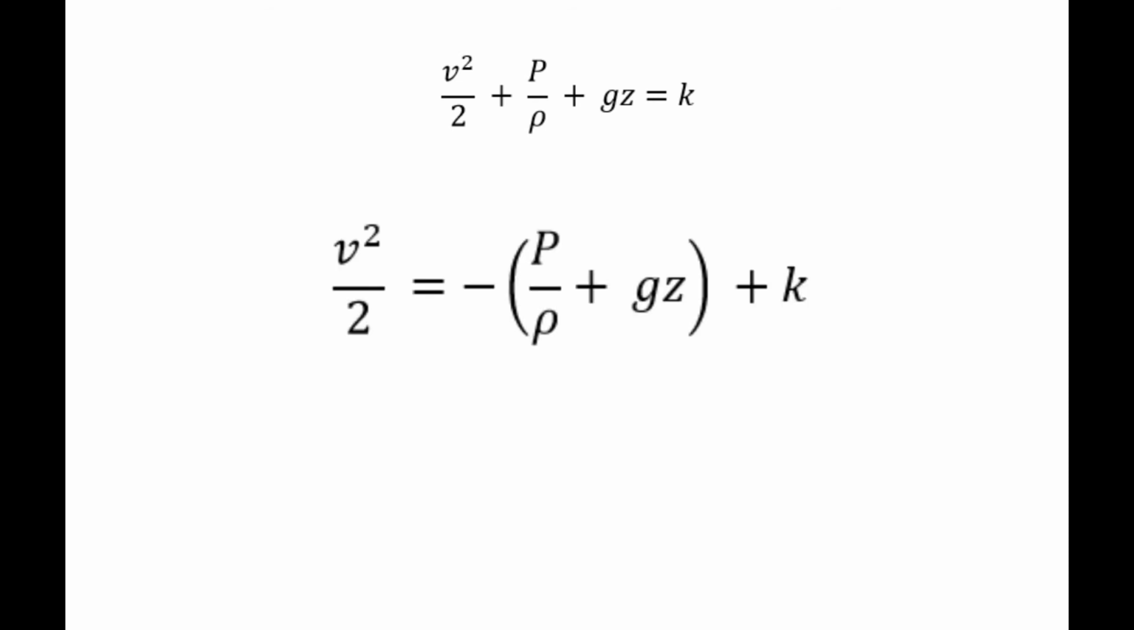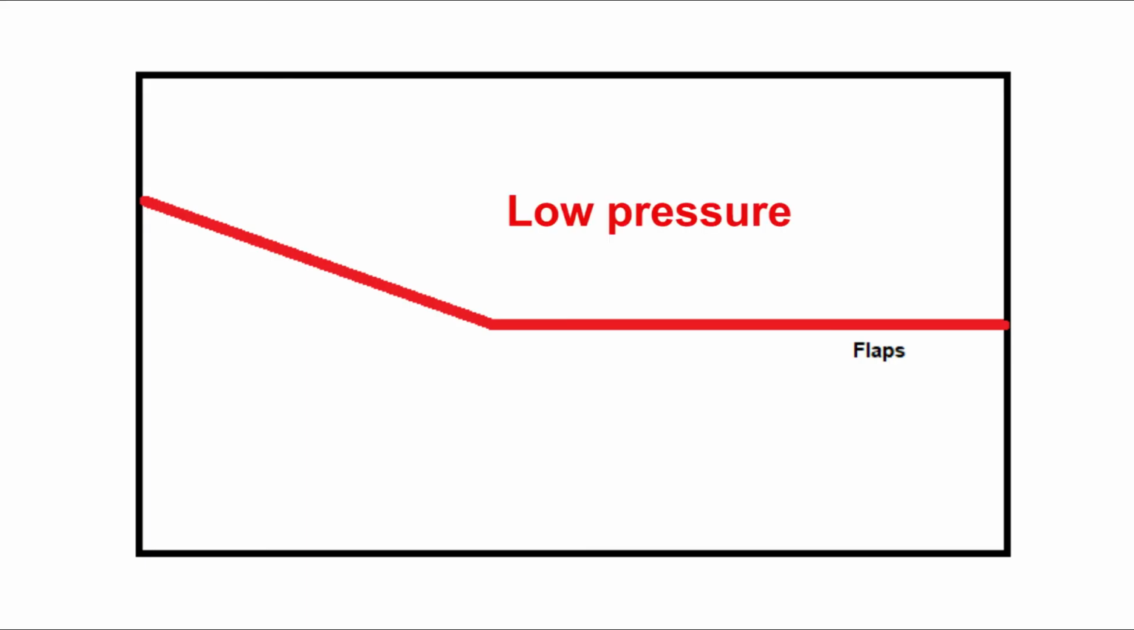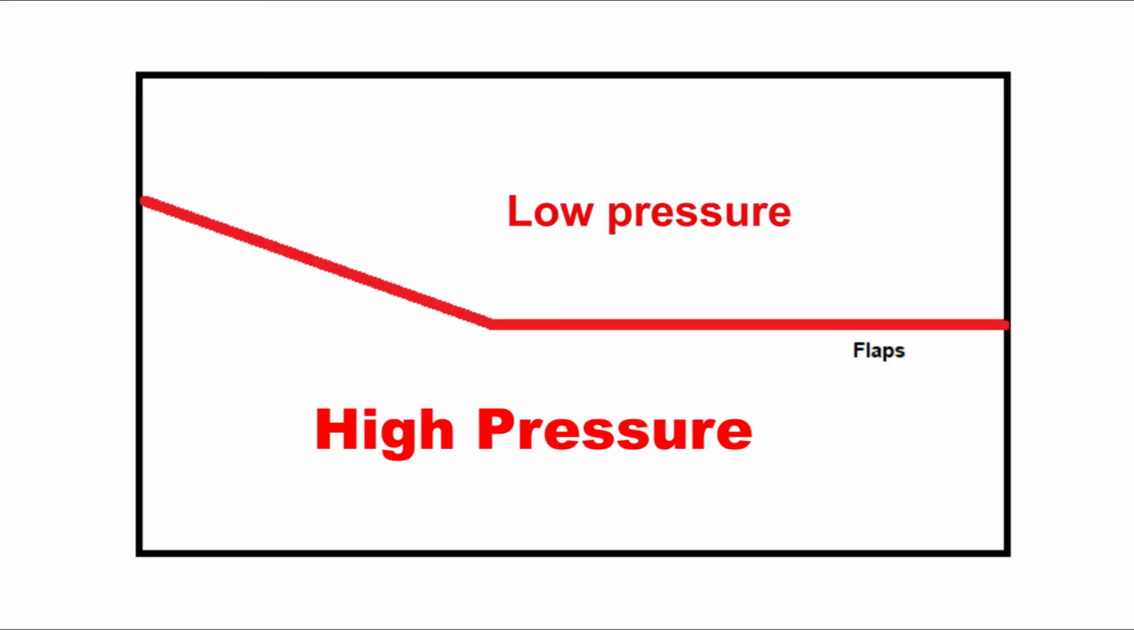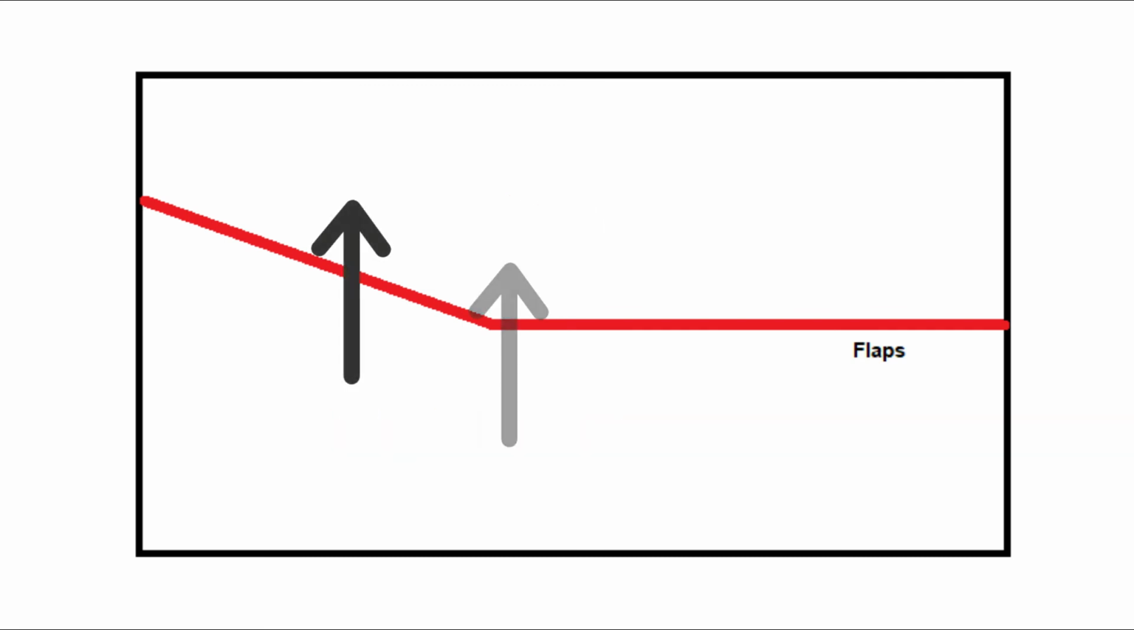Now let's look into Bernoulli's equation. In a system, this whole term equals a constant. Rearranging the equation, we get this. As the velocity increases, in order to compensate, the pressure decreases. This creates a lower pressure section on the top and a higher pressure section at the bottom of the flap, creating an external force, which pushes the plane upwards.